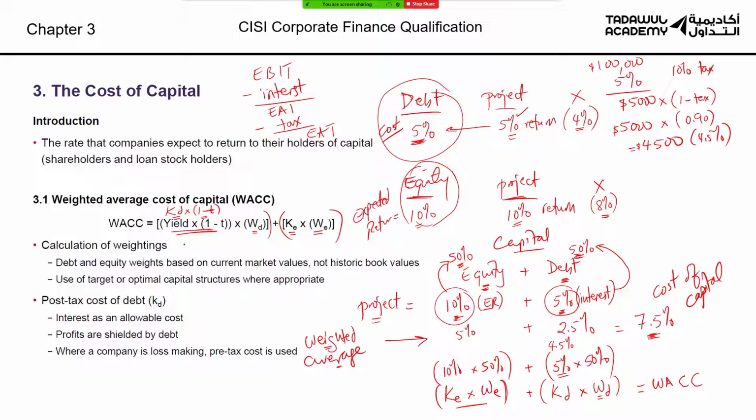And we calculated that by doing 5% times 1 minus tax. And then we take the weighting. This is the weighted average cost of capital. I just need to add one more thing for you here.